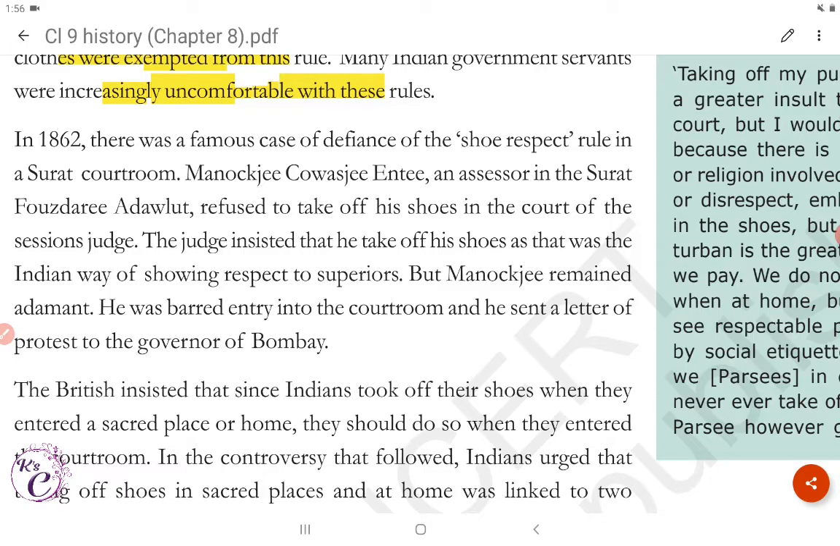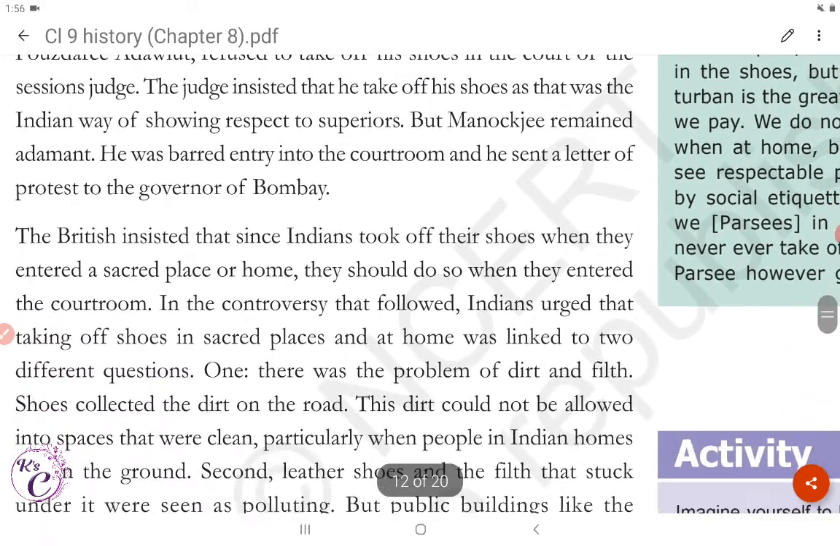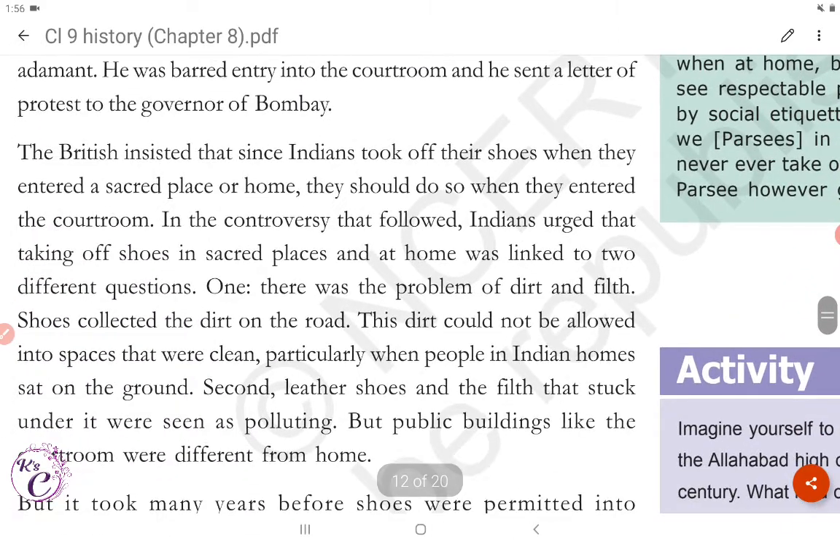He was barred entry into the courtroom, and he sent a letter of protest to the governor of Bombay. The British insisted that since Indians took off their shoes when they entered a sacred place or home, they should do so when they entered the courtroom. In the controversy that followed, Indians urged that taking off shoes in sacred places and at home was linked to two different questions. Number one, there was the problem of dirt and filth. Shoes collected the dirt on the road.